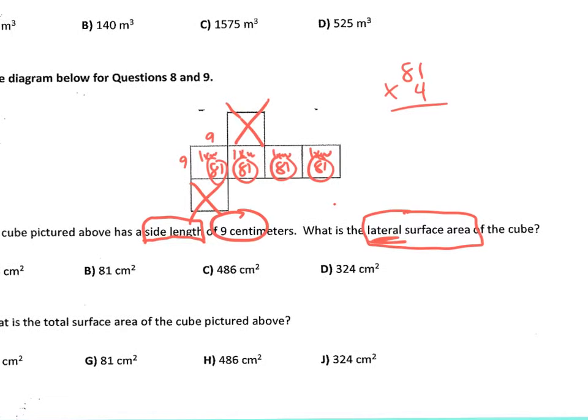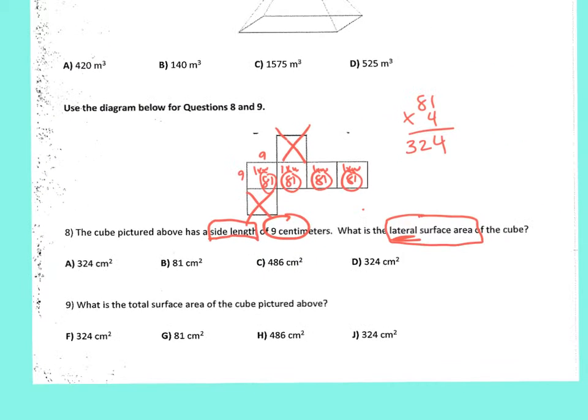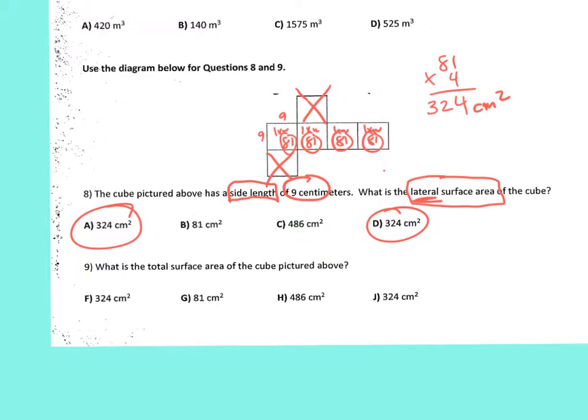It says 324 centimeters squared. Oh, weird. 324 centimeters squared, yeah, that's the answer. So there's 2 right answers. Yay! That will not happen on your test. Don't worry, don't panic. It's again on number 9.